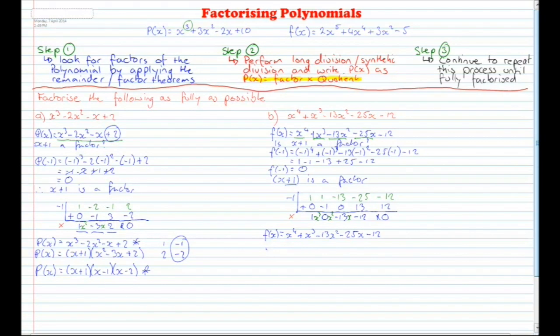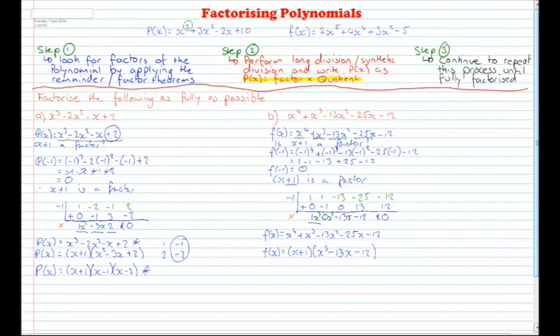We also know though, when I partially factorize it, I get f of x being equal to x plus 1, because that was the factor, and then I need to multiply that by x cubed because it comes from here, the x cubed, plus 0x squared, so I don't need to write that in, minus 13x minus 12. Alright, but I could still possibly take this a little bit further and factorize again. I've got x to the power of 3 as a factor there. So to do that, what I go through and do is I look for factors of negative 12.